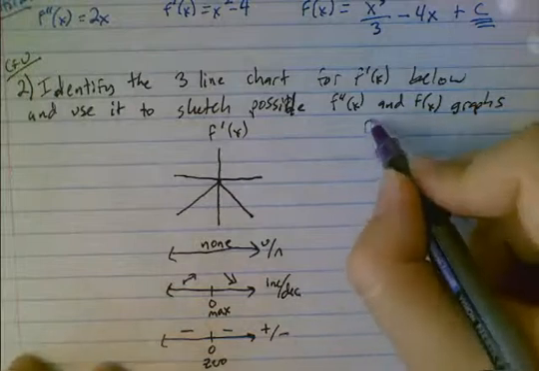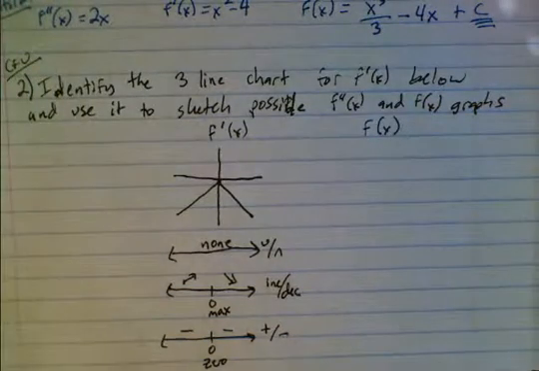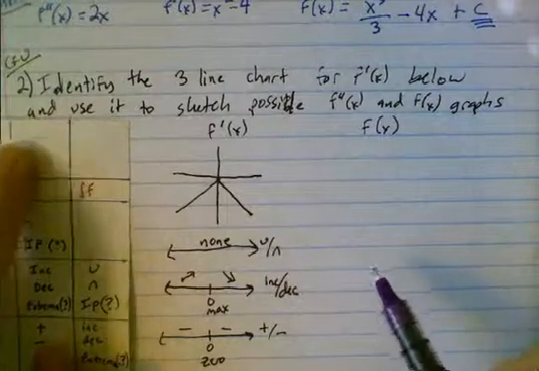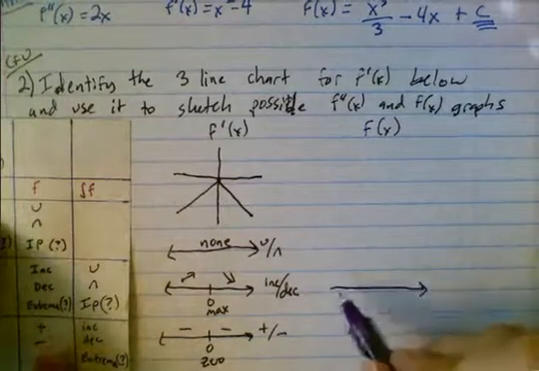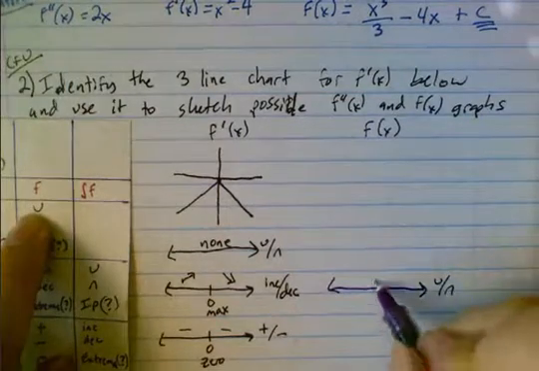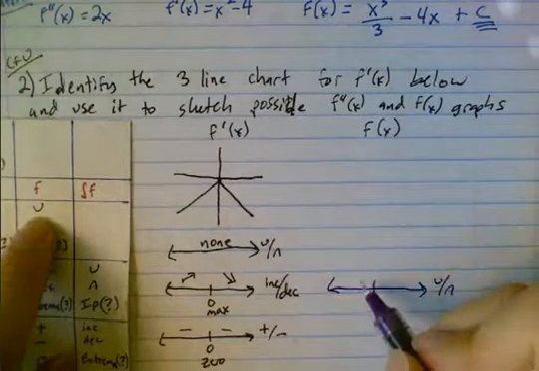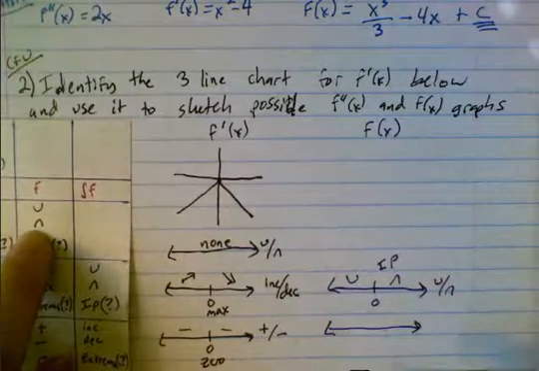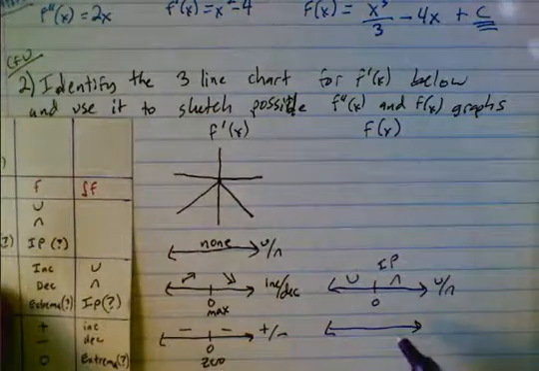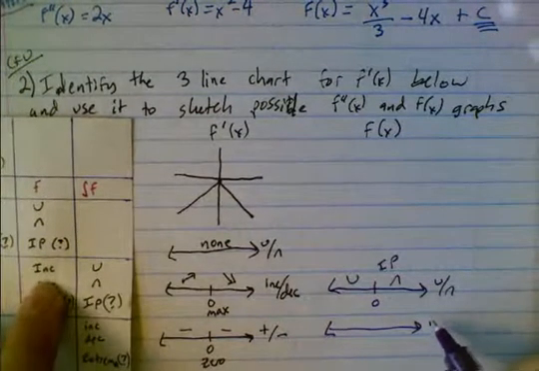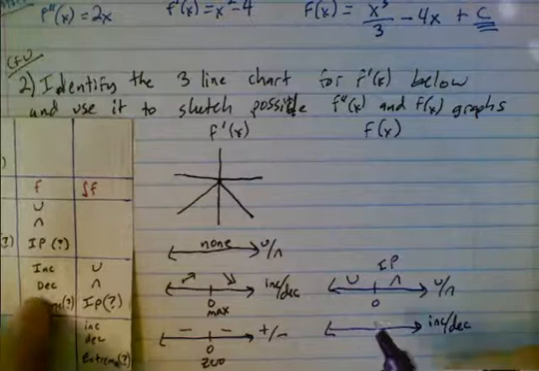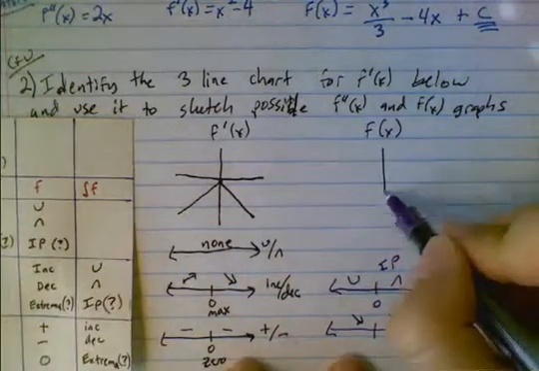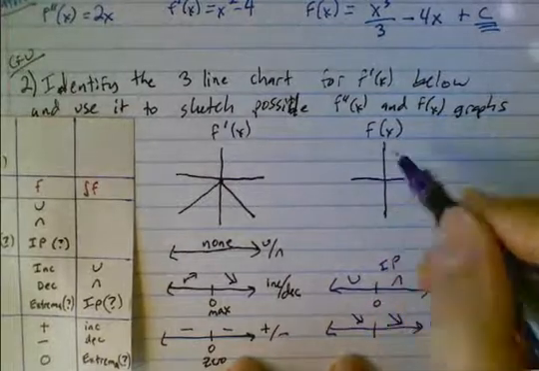So let's translate to f of x. No translation. Translates to concavity. So increasing to concave up, decreasing to concave down. There's an inflection point right there. Positive negative translates into increasing, decreasing. It's always negative, so that means decreasing, decreasing. We'll go to sketch it.